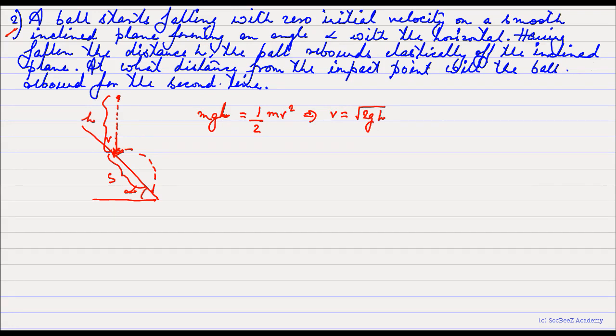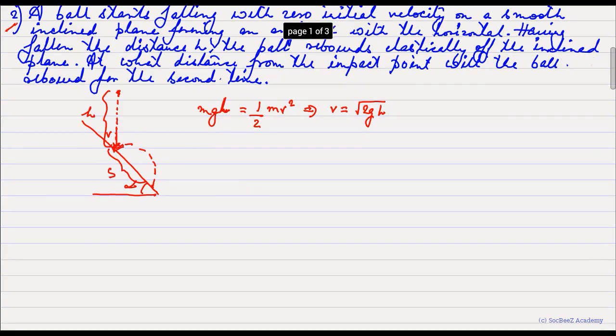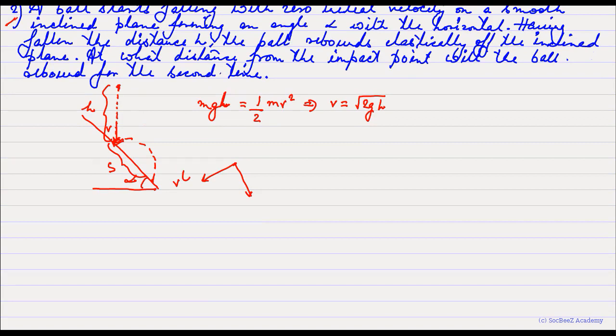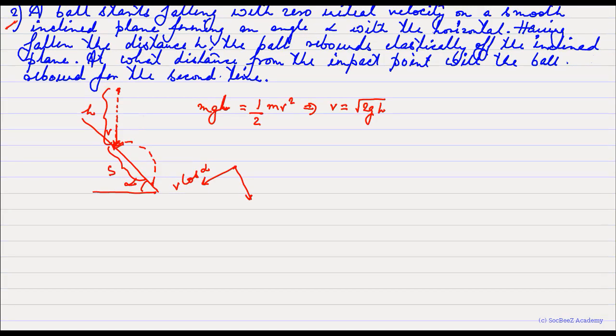Now this velocity with which the ball strikes the inclined plane has got 2 components. One component is going to be perpendicular to the inclined plane, and the other component is going to be parallel to the inclined plane. Now we can resolve this velocity into 2 components. The perpendicular component is definitely going to be v cos of alpha, and the parallel component is going to be v sin of alpha. I hope these things are pretty clear.